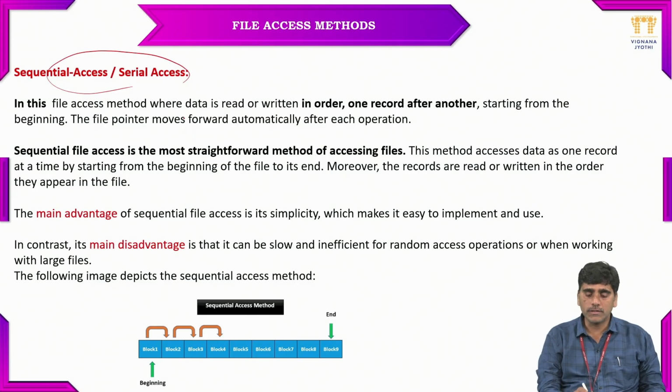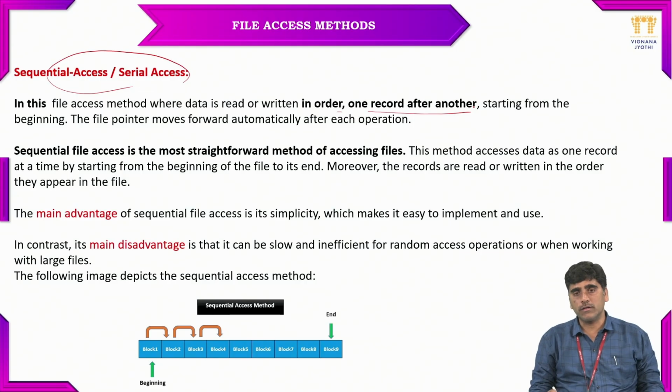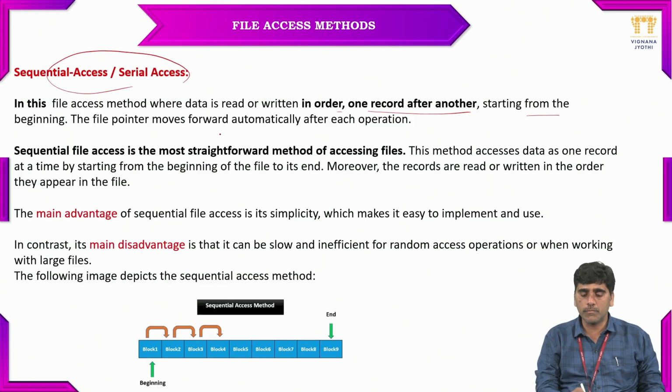In this file access method, data is read or written in order, one record after another, starting from the beginning. We perform the accessing of the file starting from the beginning, which moves forward automatically after each operation, from one operation to another. Sequential file access is the most straightforward method for accessing a file. This method accesses data one record at a time, starting from the beginning of the file to the end of the file.